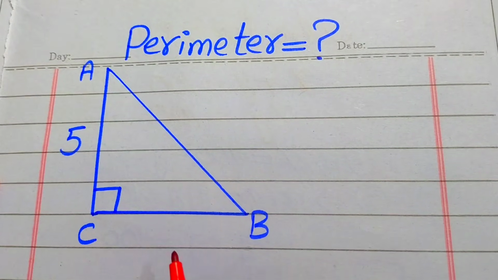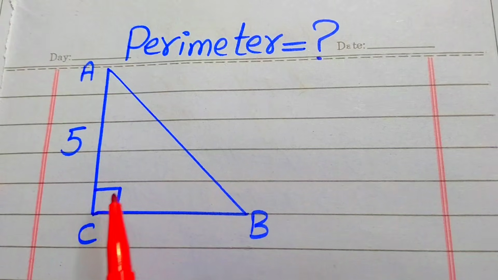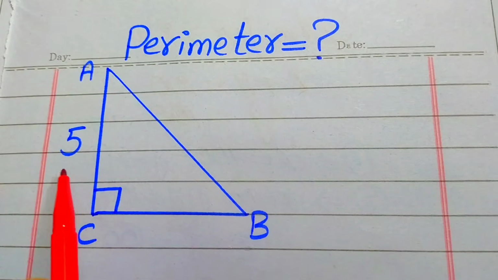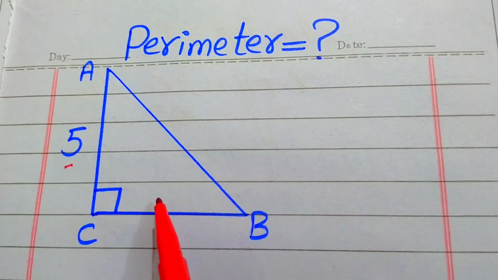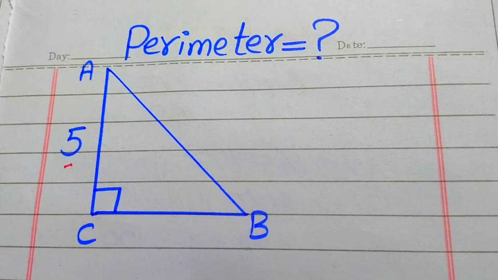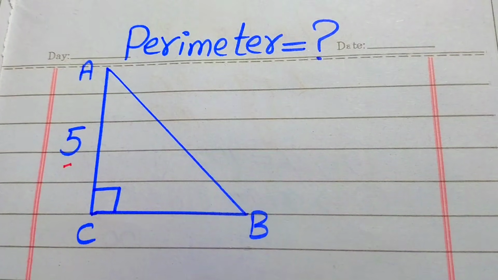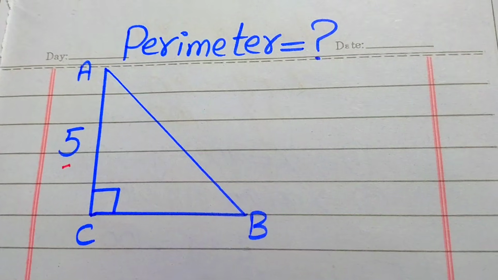Here we have a nice right triangle in which the length of one side is 5 and the lengths of the other two sides are unknown. So with this little information, we need to find the perimeter of this right triangle.